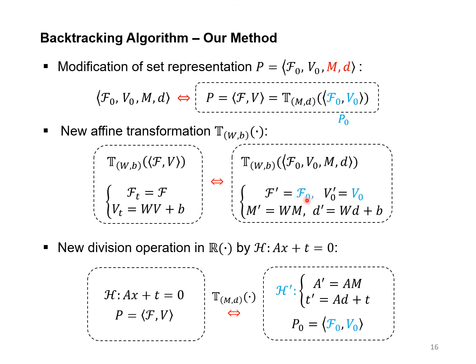For the division operation, let's say we have a hyperplane Ax plus t equals 0 on the set P. With the new set representation, this hyperplane H will be mapped through the affine transformation into a new hyperplane H dash. And this H dash will be used to do the division operation on the set P0. So that is all the modifications we need to do for the backtracking algorithm.